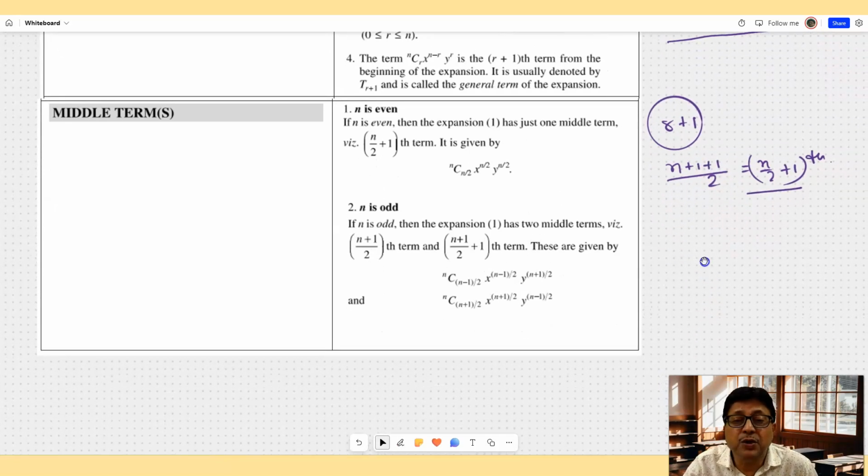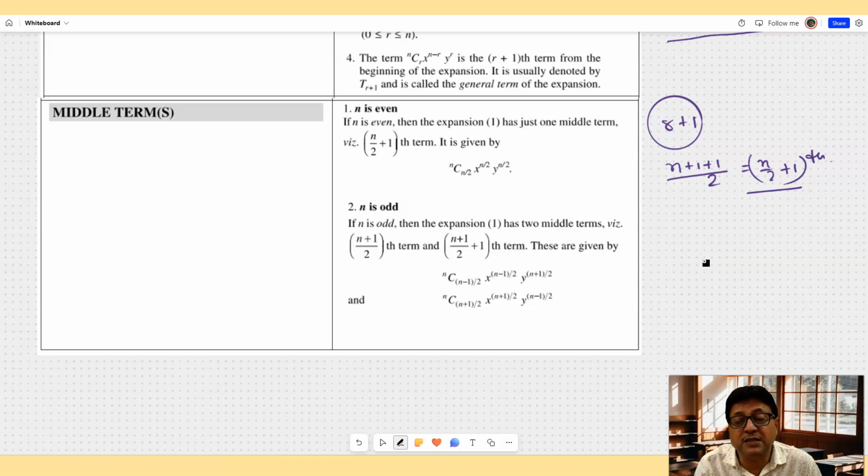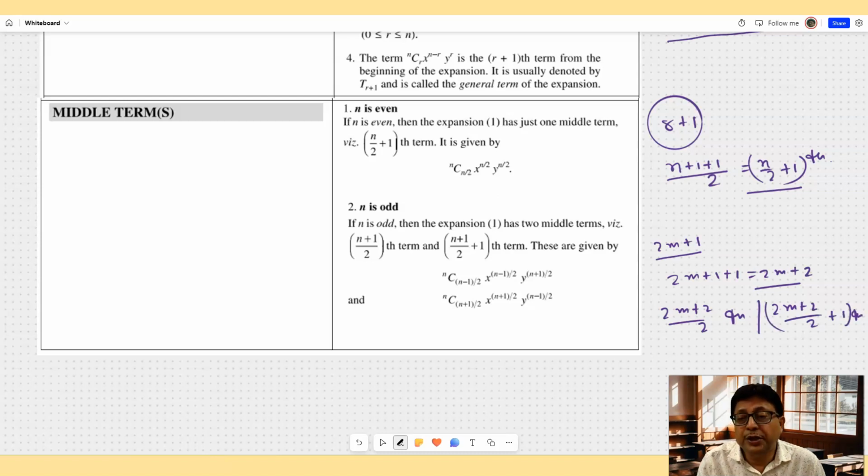But if n is odd, then how many terms are there after expansion? Suppose n equal to odd means 2m plus 1. Then how many terms will be there after expansion? 2m plus 1 plus 1, that is 2m plus 2. In this case, two middle terms will be there. One is 2m plus 2 by 2th and the other one is 2m plus 2 by 2 plus 1th. Alright. So it is m plus 1th and m plus 2th.